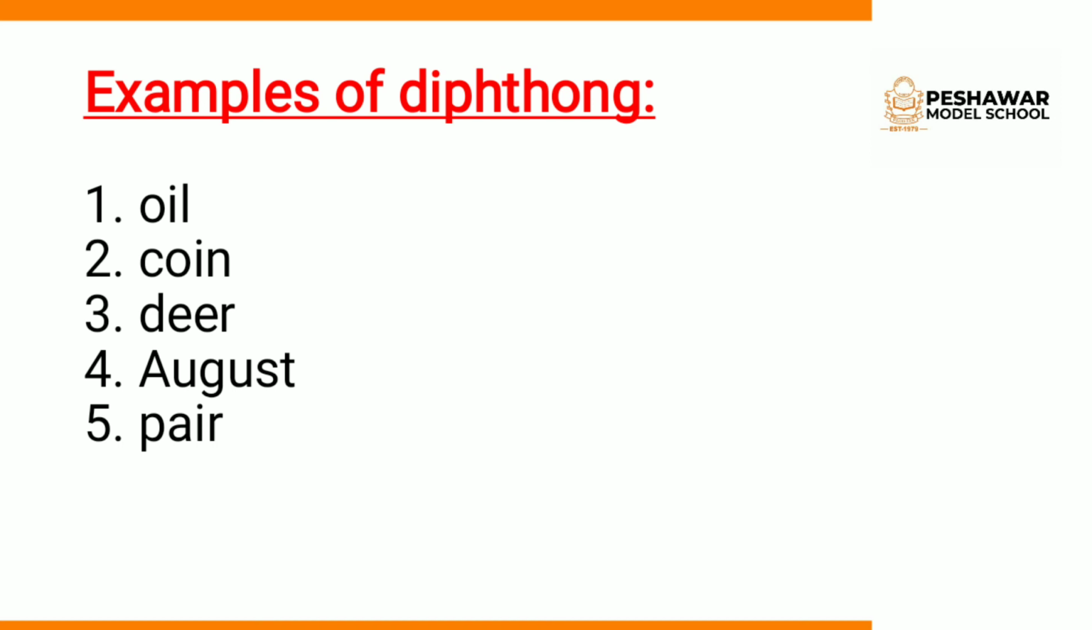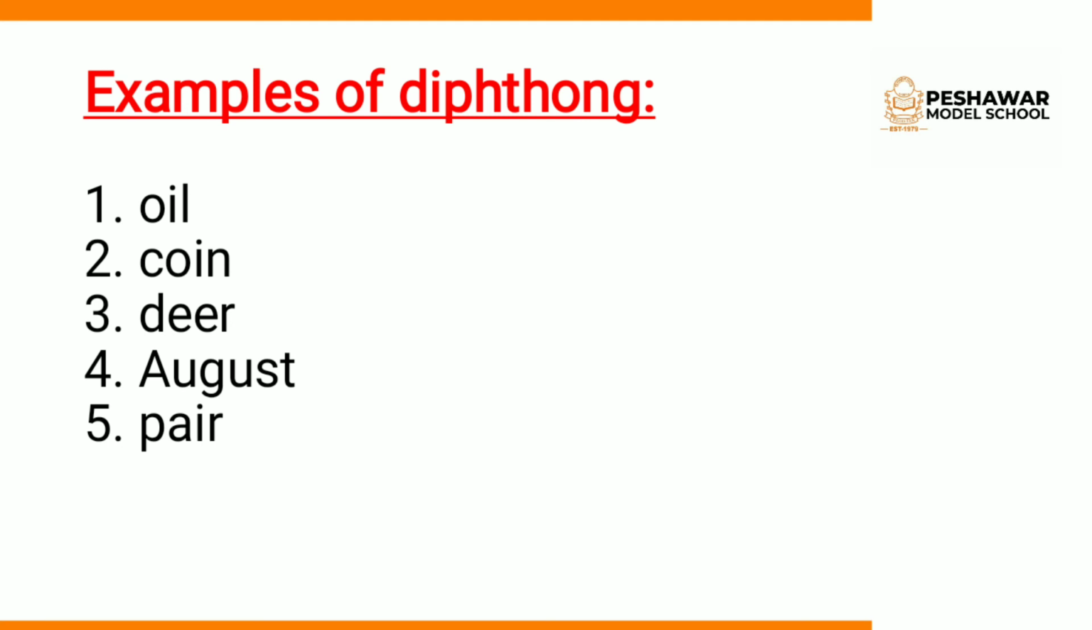The sound is starting with O and then it goes to I. Oi. So here it is oil. It's a very common example of diphthong. Whenever we talk about diphthong, the first example which comes to our mind is oil. Very common example. The second word, coin.